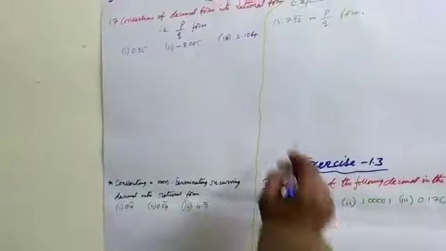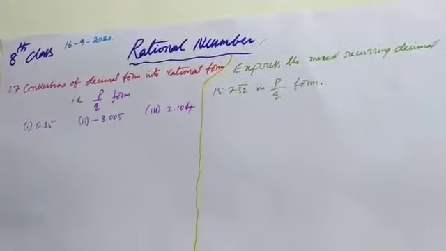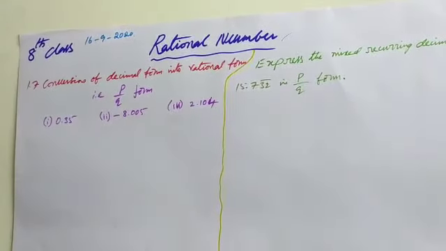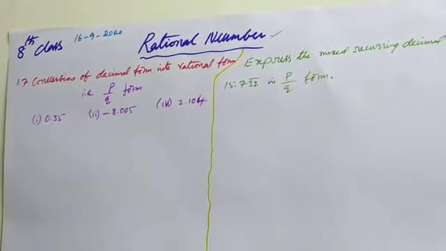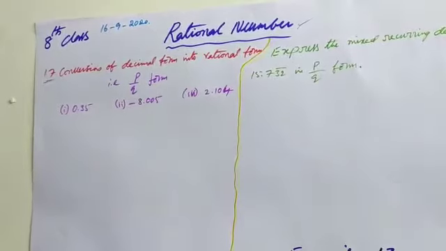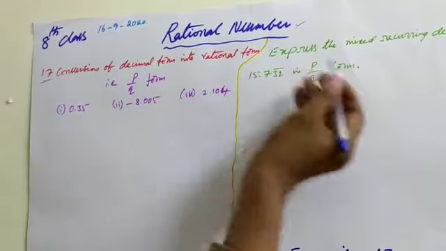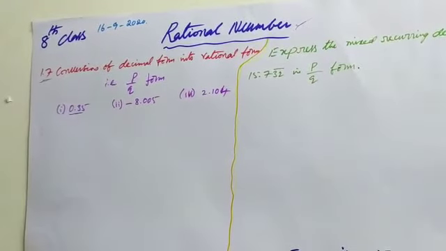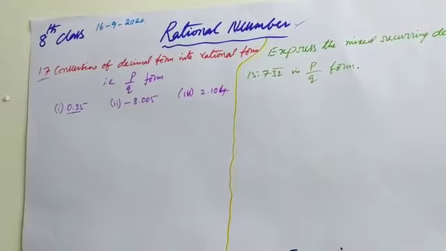The discussion of yesterday's class, a continuation of yesterday's class. Rational numbers: the conversion of the decimal form into the rational form. What is the meaning of rational form? P by Q.